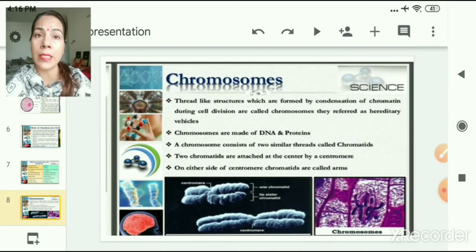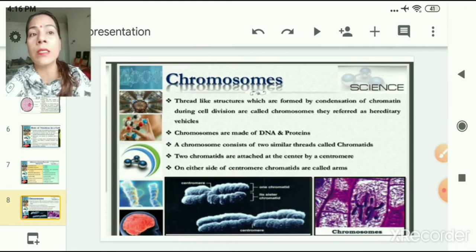Chromosomes are present inside the nucleus. These chromosomes are thread-like structures which are formed by condensation of chromatin during cell division and are called as chromosome. And they are also referred as heredity vehicles. Means these chromosomes play a very important role in transferring genetical material from one generation to next generation. Chromosomes are made up of DNA and histone proteins.